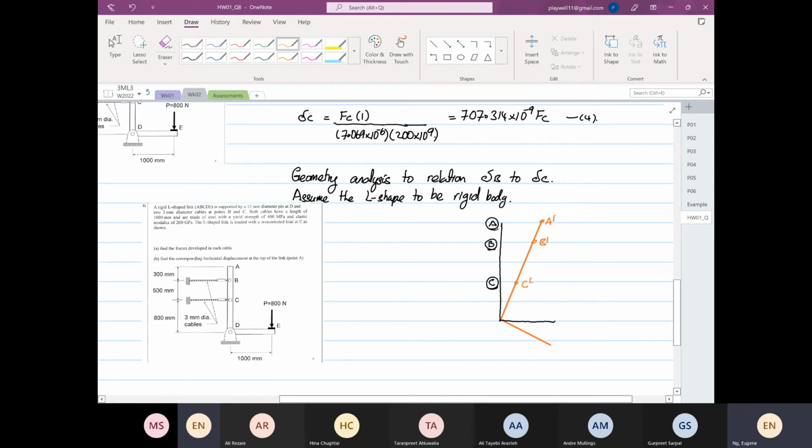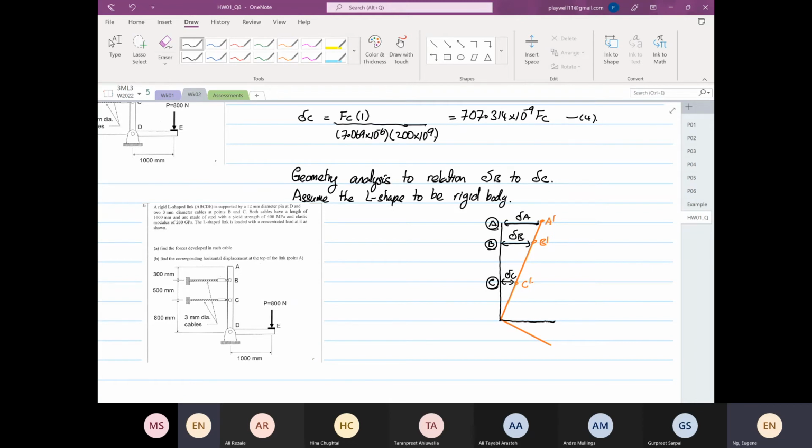So they all share the same gradient, right? And the distance from here to here, this is your delta C. The distance from here to here, this is your delta B. And the distance from here to here, this is your delta A. Okay, so we can form this relationship. I'm going to include delta A also because we need it later.